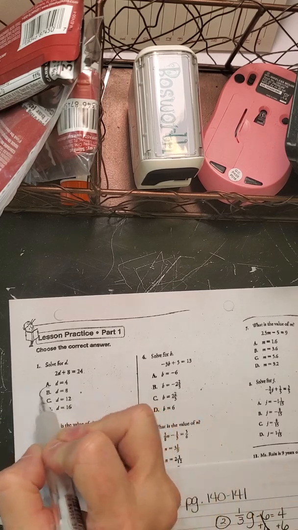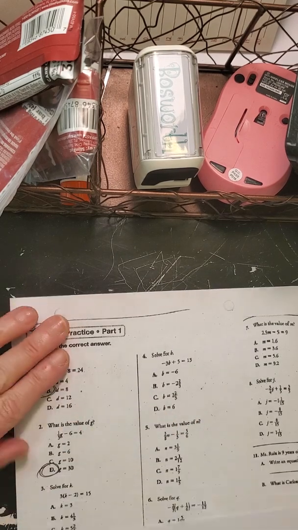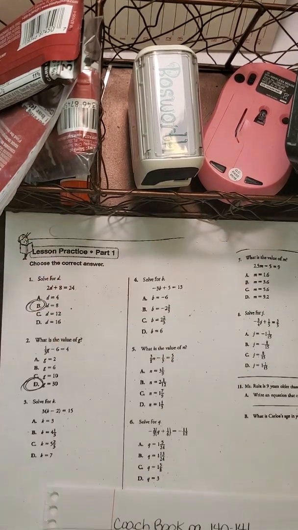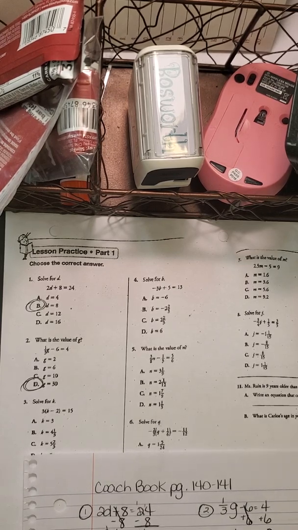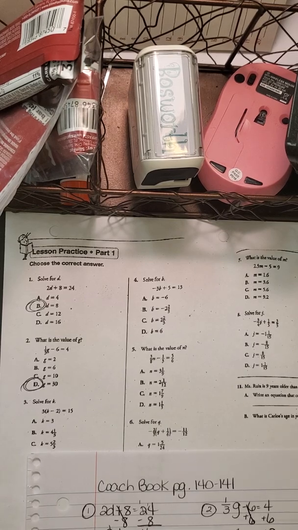Oh, we got to come up here. All right, solve for K. 3, we're going to distribute that 3. So 3 times K minus 2 equals 15. We distribute our 3 and we get 3K. Right here we get a minus 6. Remember, that's a negative 2. So now we're going to add 6 to both sides. 3K equals 21. Divide both sides by 3. And K equals 7.